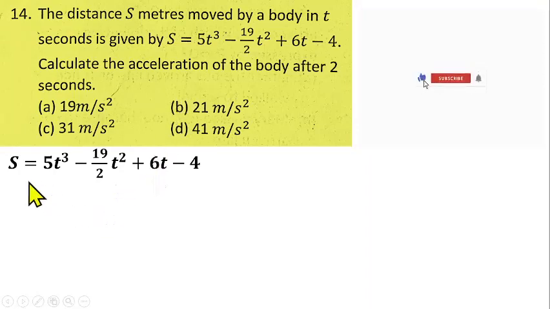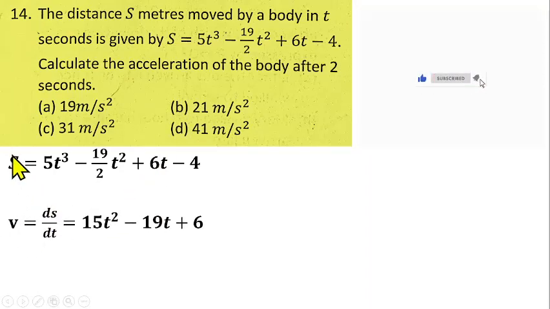If I differentiate once, I'll have ds/dt. I'm differentiating distance with respect to time, and that gives us ds/dt, which is the same as velocity. If you differentiate, 3 will come down, so you have 15, and remove 1 from the power. So you have 15t squared minus, differentiate this, 2 will come down. So you have 2 times 19 over 2, so 2 will cancel 2. We have 19, then remove 1 from the power, you have 19t. Then plus, differentiate 6t, that gives us 6. Then differentiate minus 4, that gives us 0. So this is velocity.